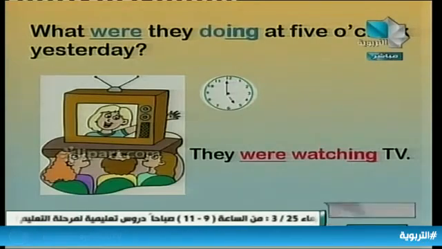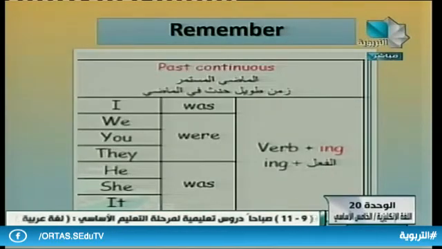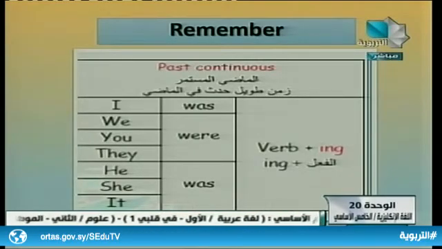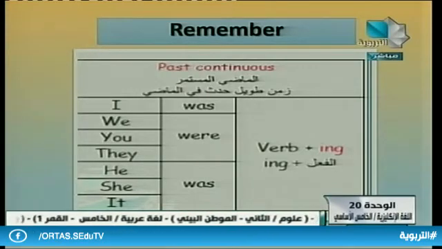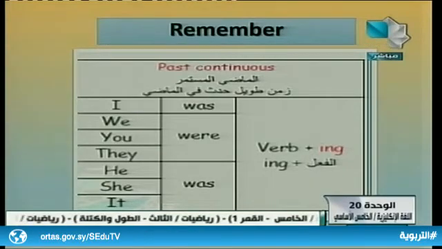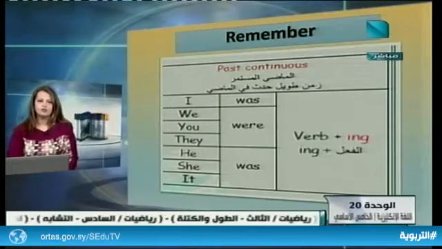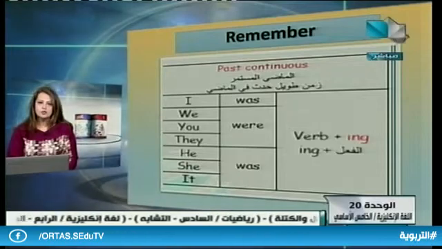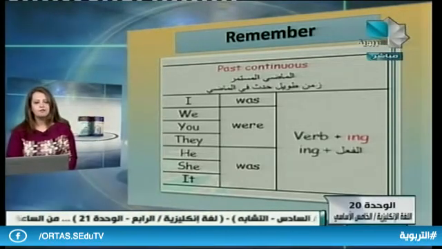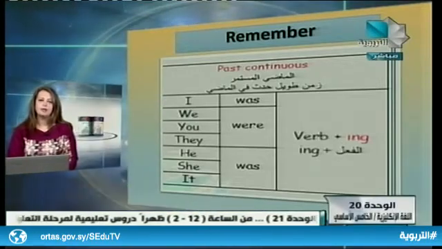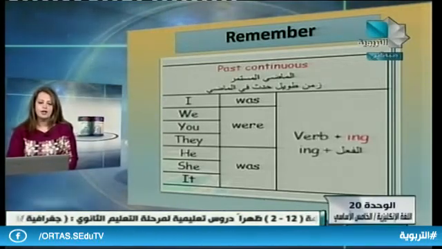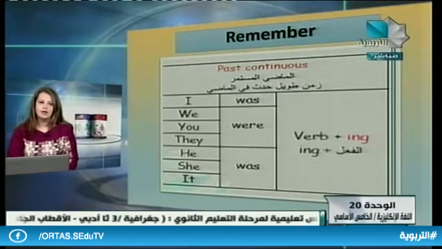So we're going to remember now, when we talk about a past action that continued for some time in the past, we use was or were, and the verb we add ing to the verb. So was or were, and the verb we add ing. We don't say played, we say playing. Was playing or were playing.